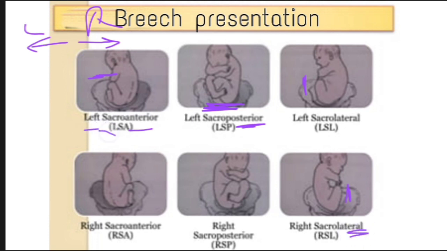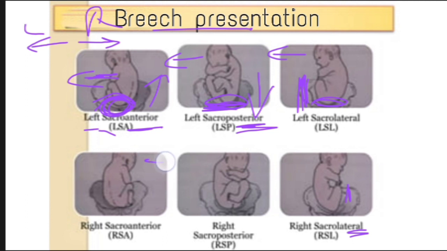First, left sacral anterior position. The baby is facing left side and it's facing backwards. This is left sacral anterior position. Sacral is nothing but the butt part. In this breech presentation, the butt part will be visible at the time of delivery. So this is sacral. Here, left sacral posterior position: the baby is facing left side and it is facing forward. That is left sacral posterior position. Here left sacral lateral position: the baby is facing lateral wise on the left side. That is left sacral lateral position.